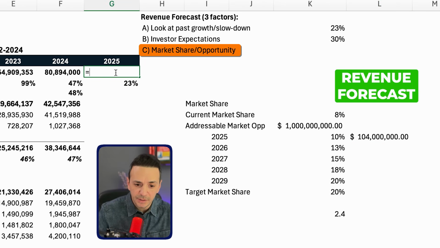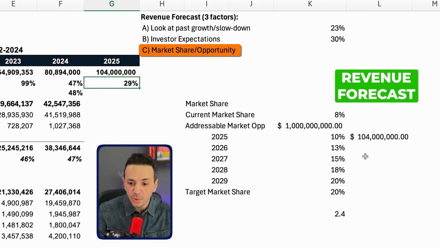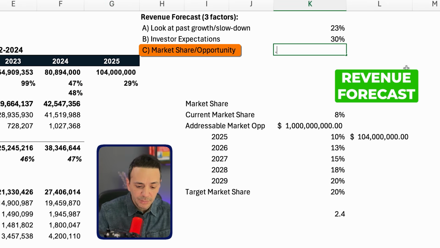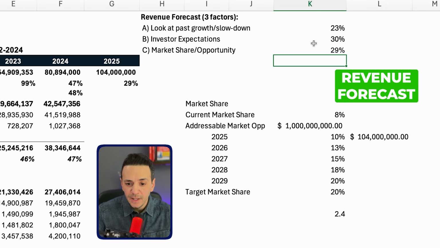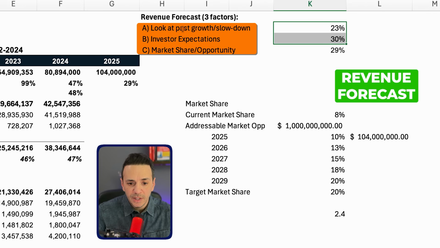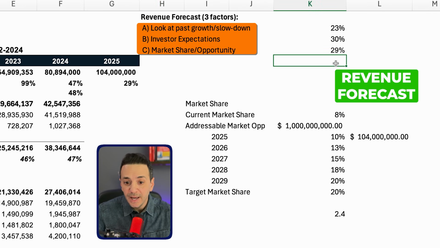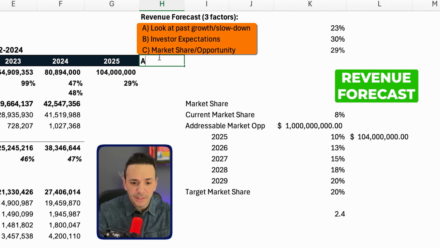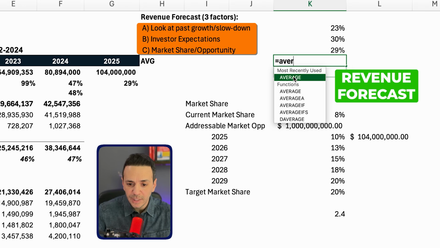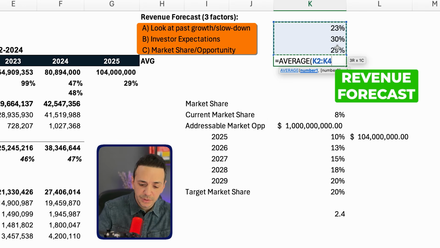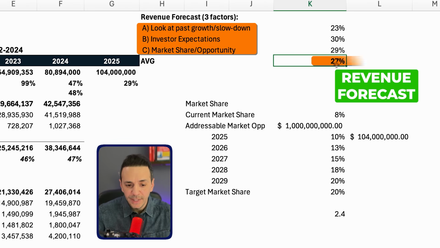So if the number here is $104 million, the growth is 29%. So we'll plug in the 29% here, right? And now that we've addressed all 3 factors, the past growth, investor expectation, market share opportunity, we can get an average of these 3 numbers and say average, and just take an average with an Excel formula equals average. Take these 3 numbers, and the average is 27%.